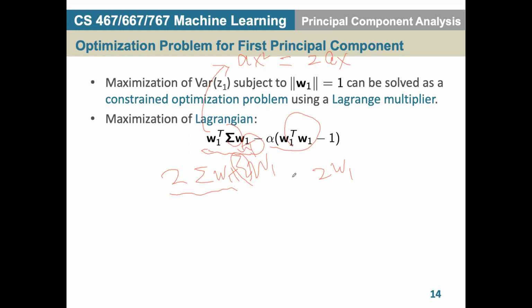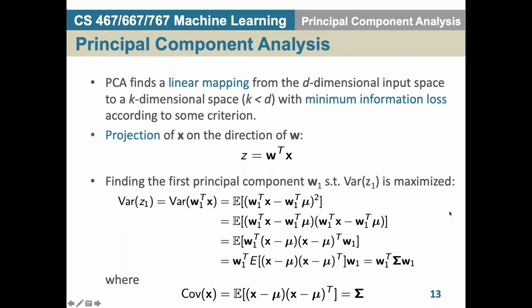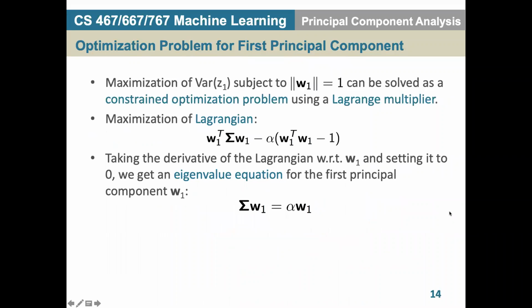Right? So this is minus 2 alpha. This is around 2w, so equal to 0. This is the derivative with respect to W1, and we set it equal to 0. So this is 2 sigma W1 equal to 2 alpha. And the 2 can be cancelled. So we get this. Right. So what is this?